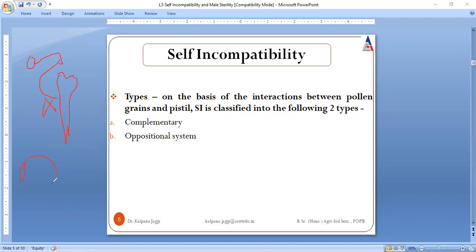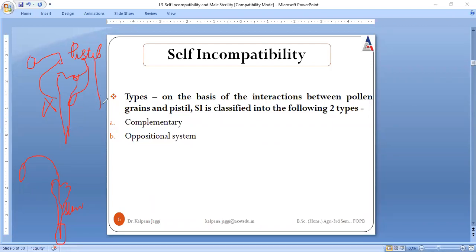Second case we discussed, pollen tube is there and it is capable of entering into the style, but this process is very slow, and by the time it reaches the ovary, the flower drops. That means some interaction is taking place between the pollen grains and the pistil. Now don't get confused with the pistil. Pistil is actually the female reproductive part that consists of three regions: stigma, style, and ovary.